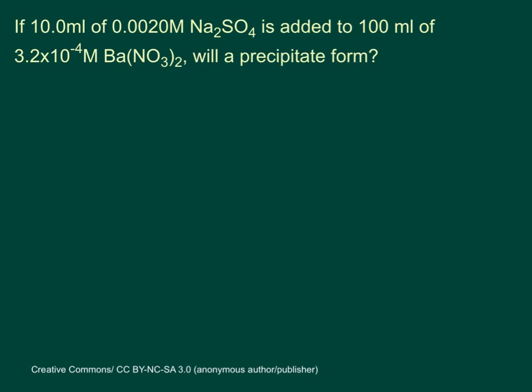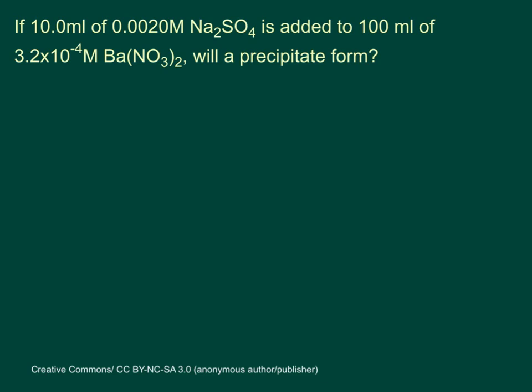Alright, so in this Ksp problem we're looking at two solutions: aqueous sodium sulfate and barium nitrate. When we mix the two together, we want to know whether a precipitate will form or not. In order to figure this out, the first thing we have to do is figure out what Ksp we're looking for here, what our solid might be. So I'm just going to do a net ionic reaction.